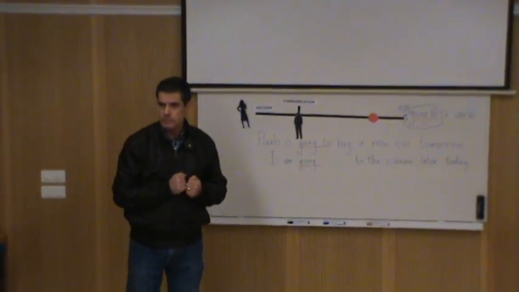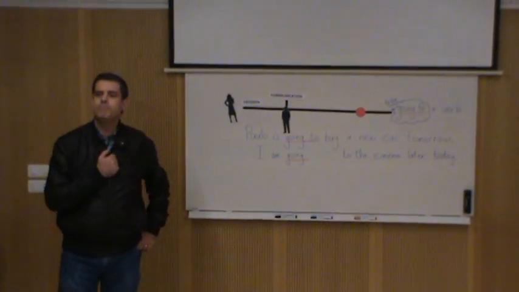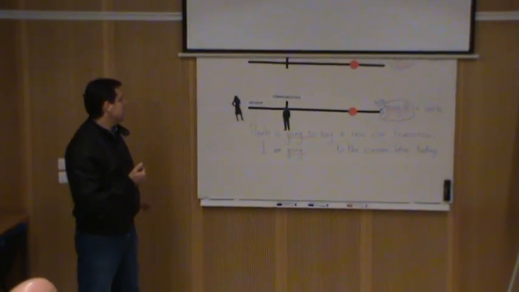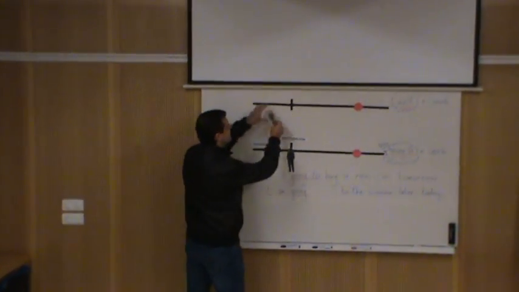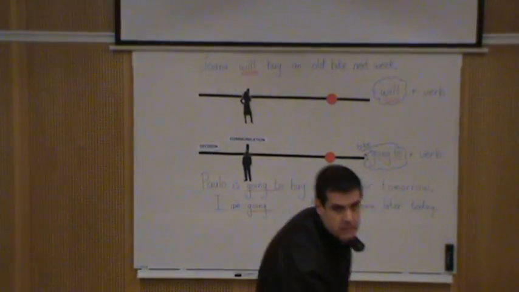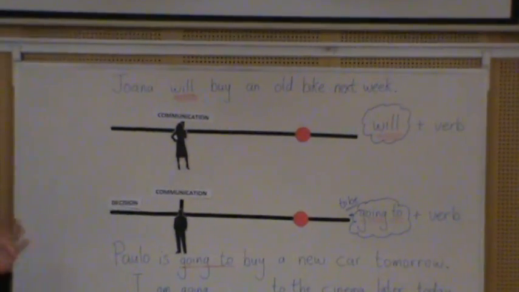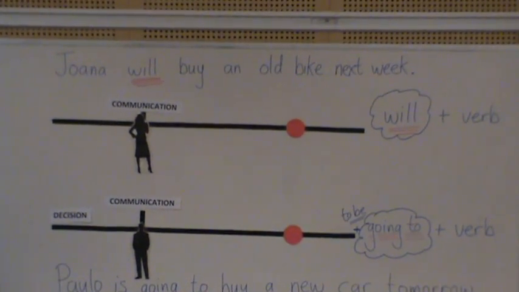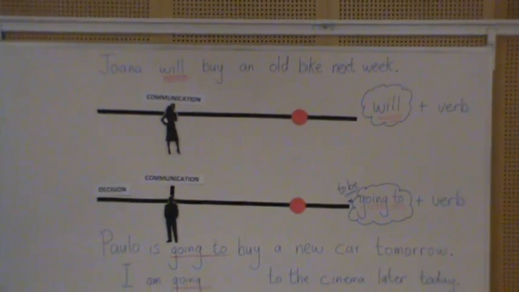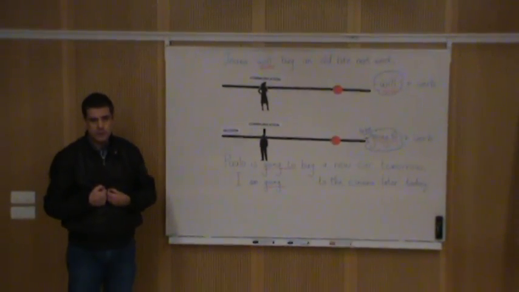He and Joanna have actually spoken about it, and she says, great, I think it's an excellent idea, and I will join you. Now, if we compare this to the will, you have Paulo or Joanna, and in this case, let's say Joanna. Now, Joanna is going to communicate something to us, right? So she is going to communicate to us that she's going to buy an old bike next week. So again, like Paulo over here, she is communicating to us through the verbal or through the spoken word.